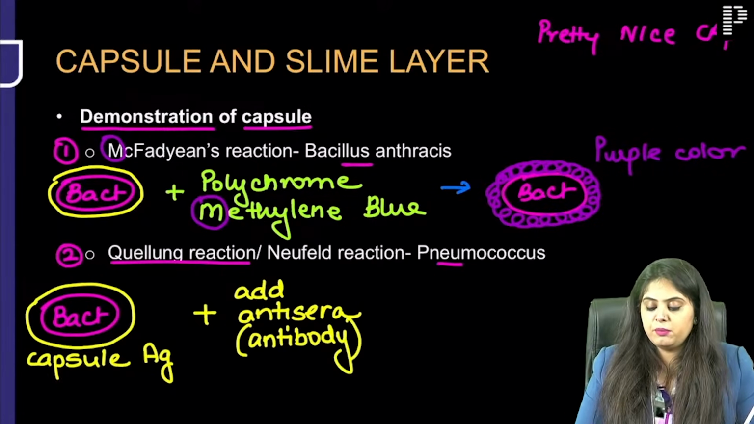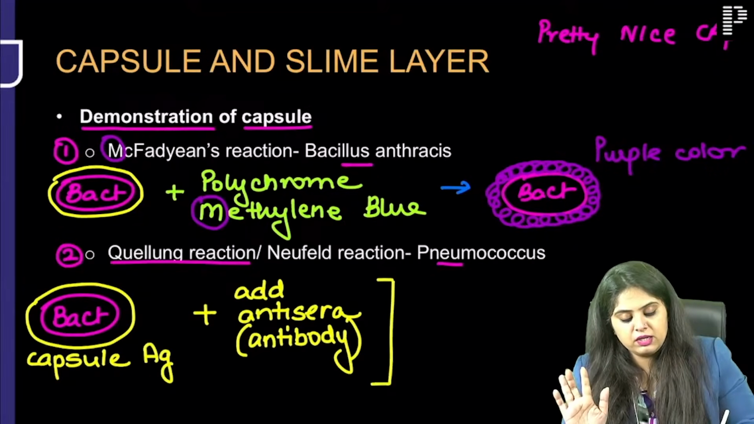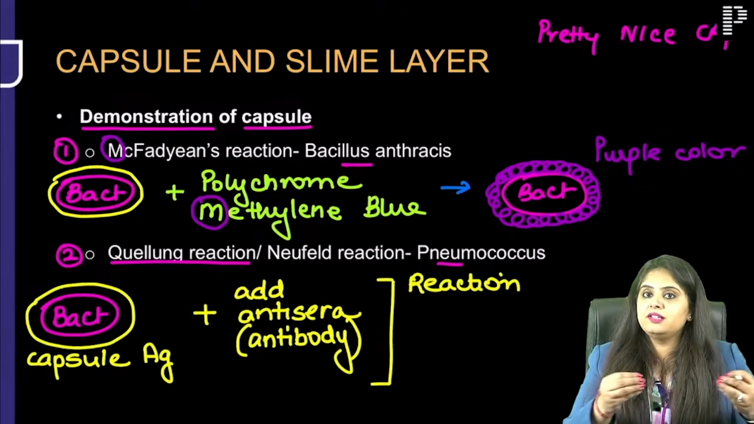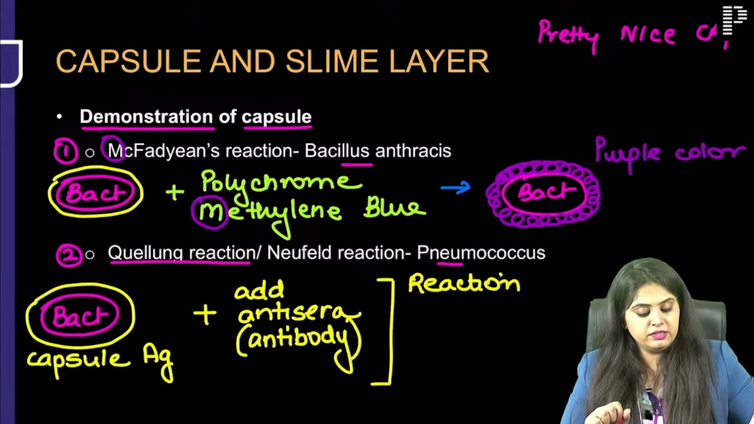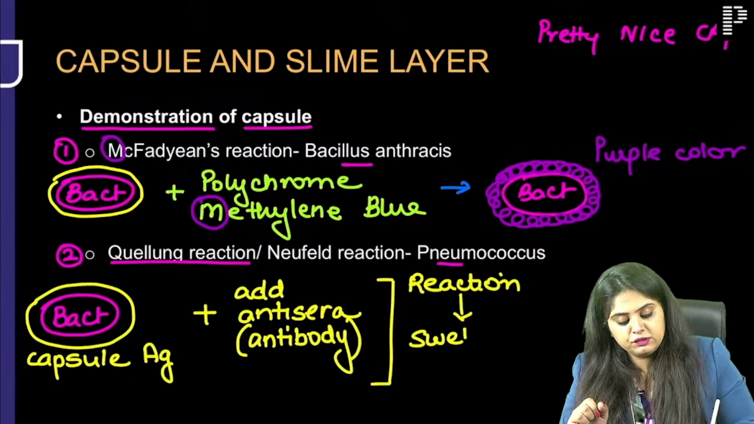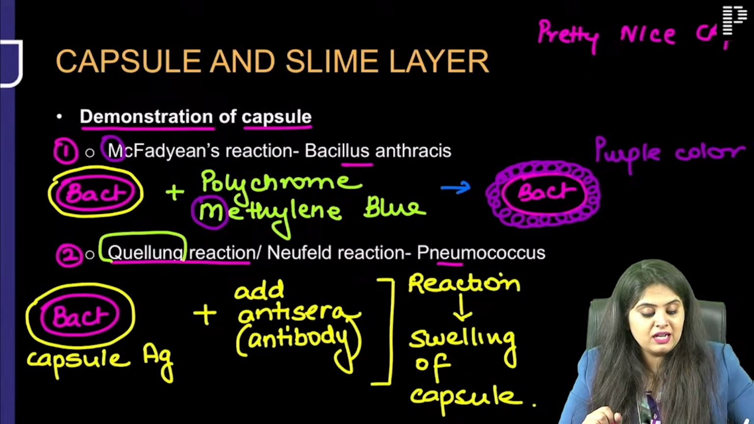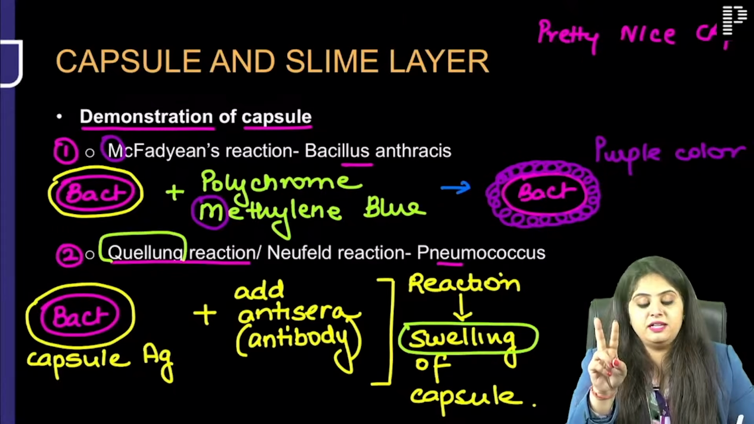Tell me something guys from your basics, even if you've not read anything, whenever there is an antigen and I end up adding an antibody, will there be an antigen-antibody reaction? Of course ma'am, there is going to be a reaction, which means that on the antigen I have added an antibody. As soon as the reaction occurs between them, this capsule will become like a big balloon. This reaction will result in swelling of the capsule. Why? Because antigen-antibody reaction occurred. How have I learnt it? In Quellung, what happens? Swelling.